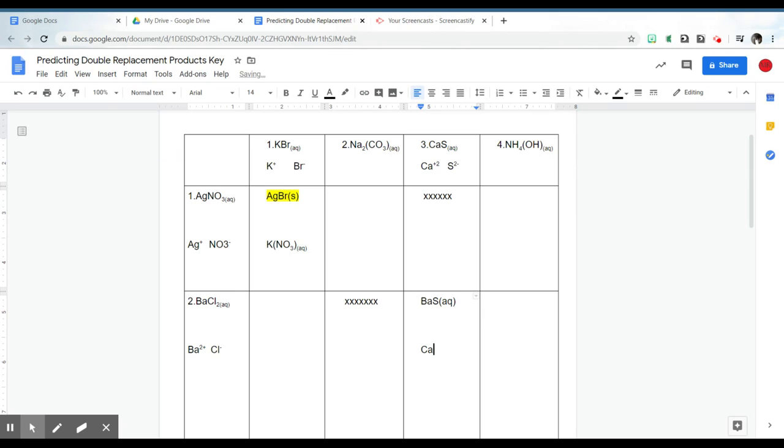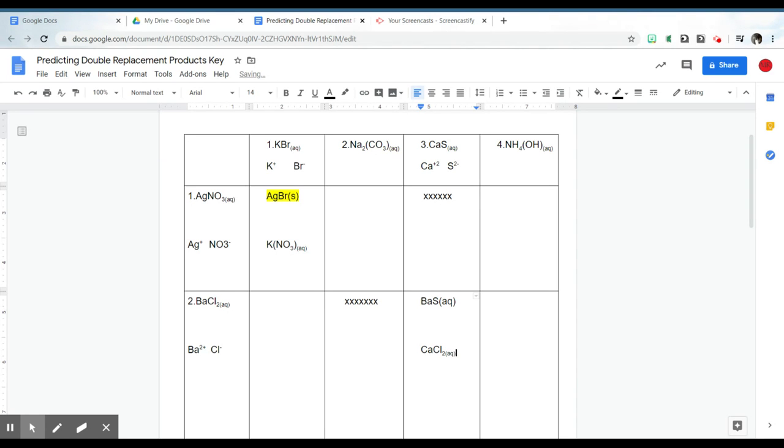Calcium's going to dance with chloride. Calcium's a +2, chlorine's a -1. That will give me a CaCl2. If you don't want to subscript anymore, I will accept that. I know it's a pain in the butt. And now, are chlorides soluble? They are. Is calcium an exception? It is not. That means it does stay soluble.